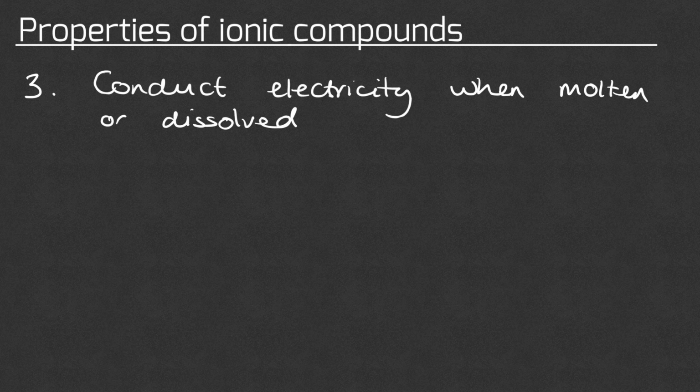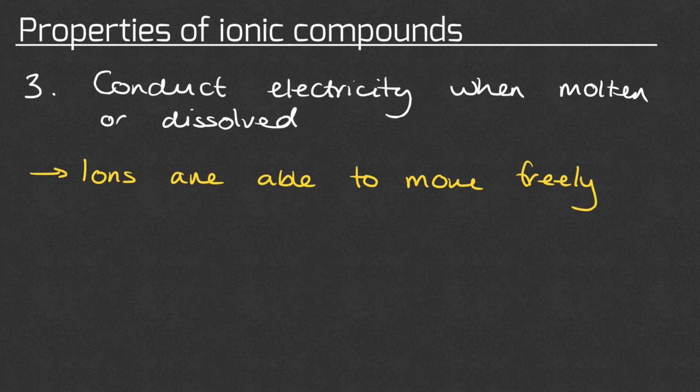Finally, ionic compounds can conduct electricity when they are molten or dissolved in water. This is because when they are molten, they've been melted, or they're dissolved in water, the ions are able to move freely. This means that the ions are able to carry a charge.